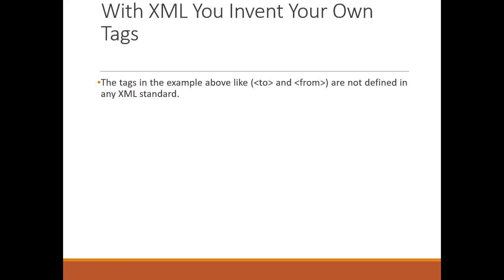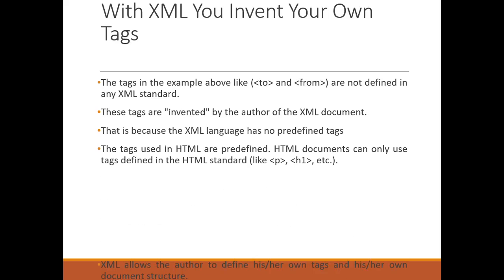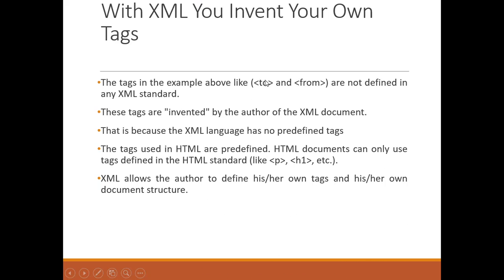This we just spoke about. With XML, you invent your own text that we have spoken already. The text in the example above, like to and from, are not defined in any XML standard. What they're trying to tell you is that, just an example, if you get, they say, can you send this message to another developer, and you are using to and from. Okay, these are not defined text. These are not defined in any XML standard. This is the author that came up with this name, with this text. Like it says, these texts are invented by the author of the XML document.